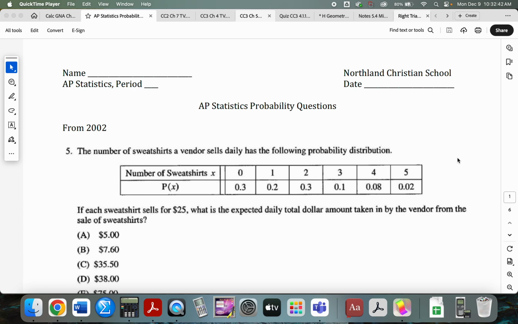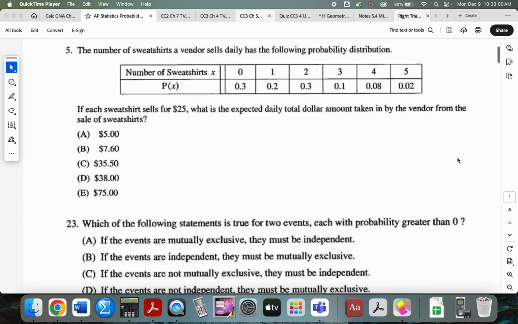So let's take a look at some problems that I've pulled from some old AP exams. And they're all probability questions of some type or another. Some of them are multiple choice, some of them are free response questions, all that kind of good stuff. And we'll go over them together, and I'm going to let you guys sort of guide what we do.